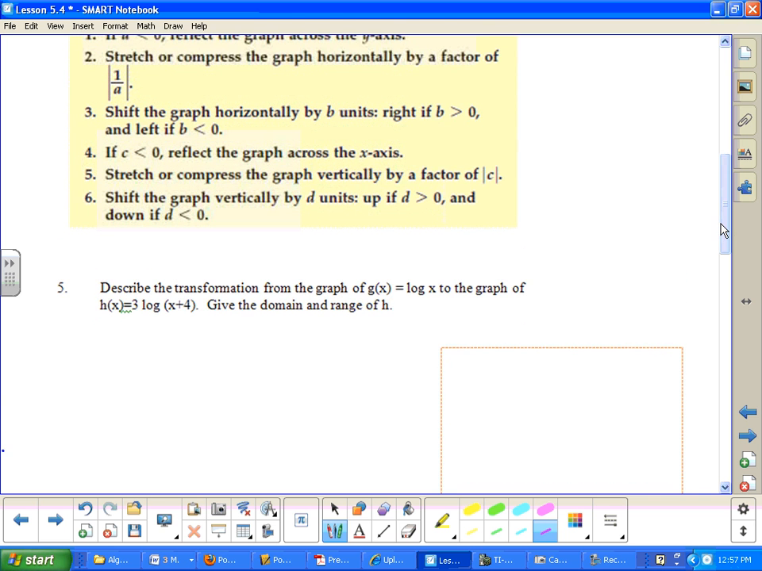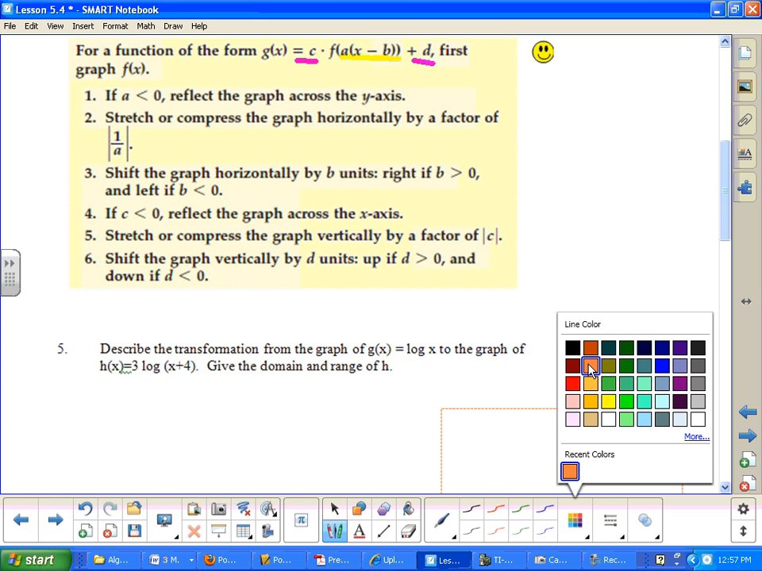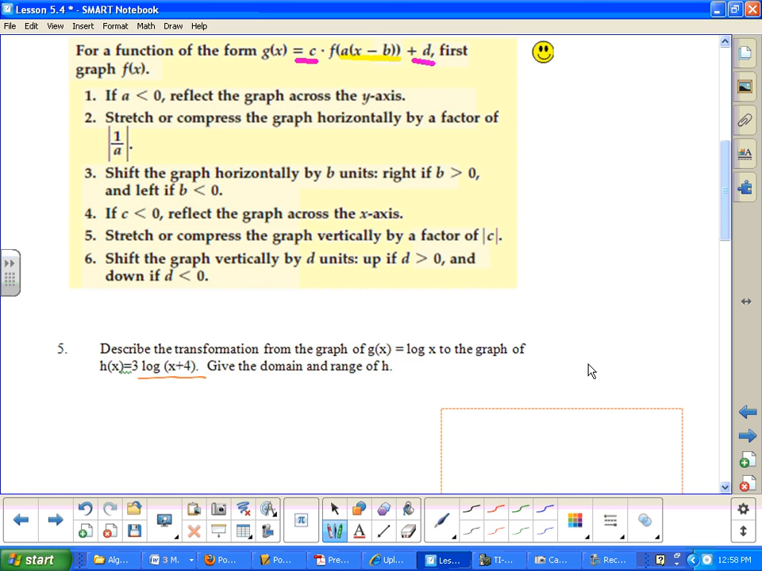So number 5 here says describe the transformation from the graph of g of x equals the log of x to the graph of h of x equals 3 log of x plus 4. Give the domain and range of the function. First thing I'm going to do is identify the letters that we're using. The 3 goes along with which letter? It says 3 log of x plus 4. The 3 refers to which letter? a, b, c, or d? c. Okay.